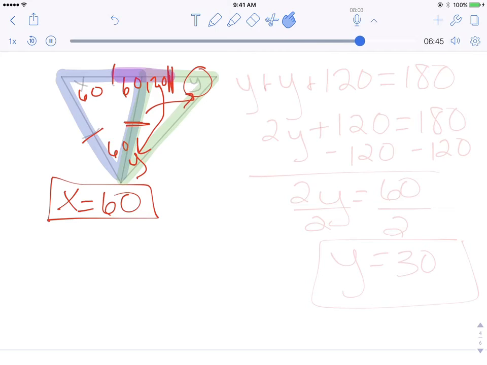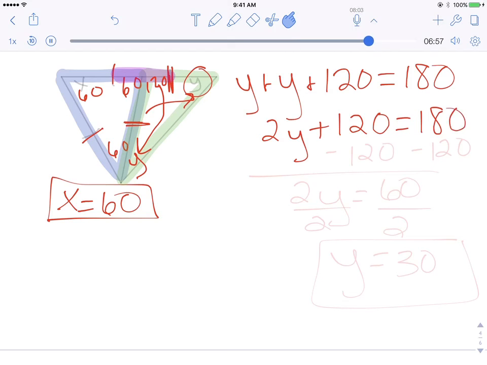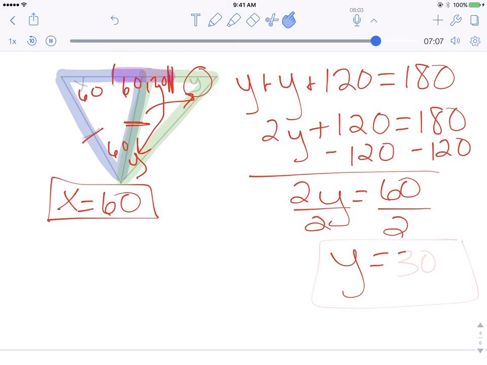So we now have our angle measurements. y plus y plus 120 equals 180. 2y plus 120 equals 180. Subtract 120 from both sides. 2y equals 60. Divide by 2. y equals 30.